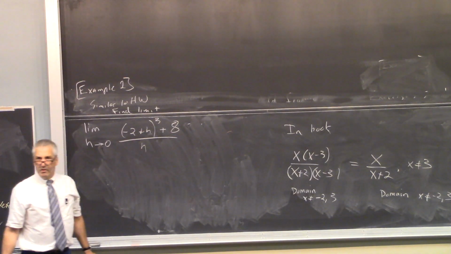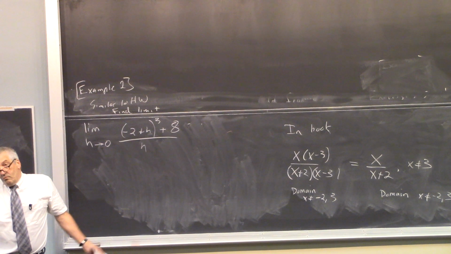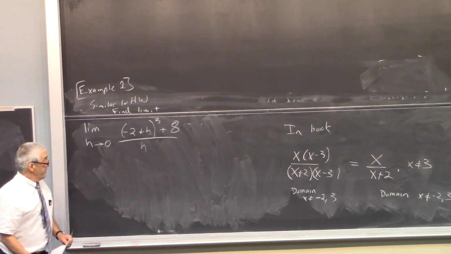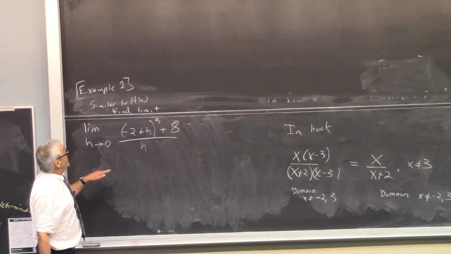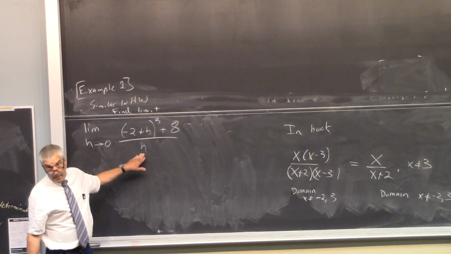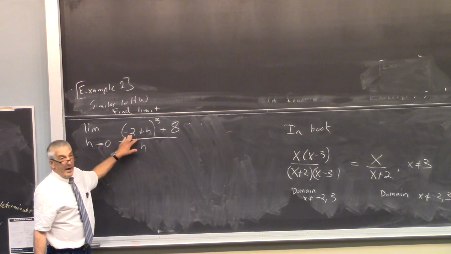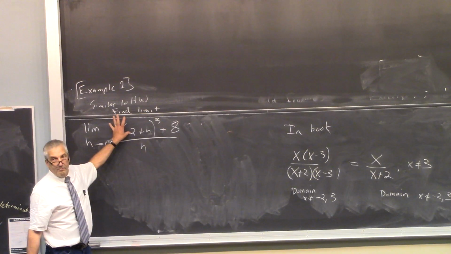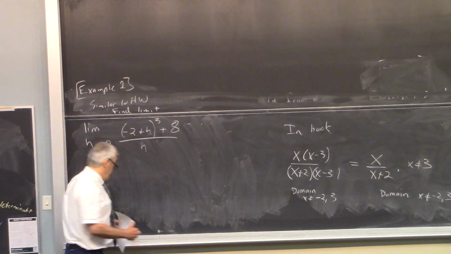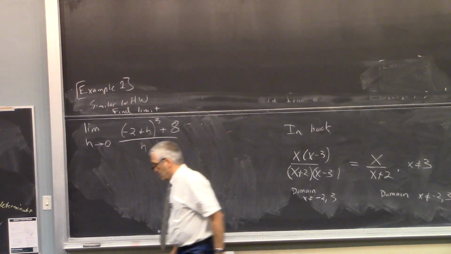Okay, so now what do you notice about this? What you should always think about is what would happen if I just plugged in 0. If I plugged in h equals 0, I'd get a 0 in the denominator. That's bad. What about the numerator? I'd get minus 2 plus 0, so minus 2 cubed, that's minus 8 plus 8, so I'd get a 0 in the numerator. So this is a 0 over 0 indeterminate form.